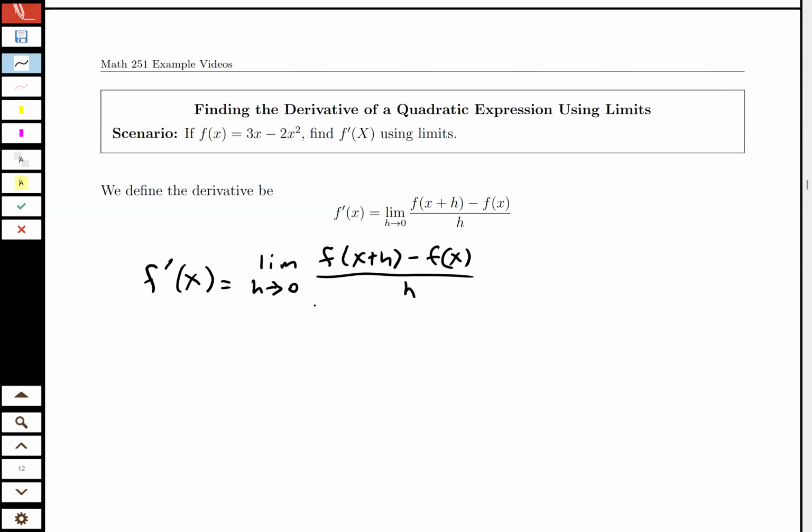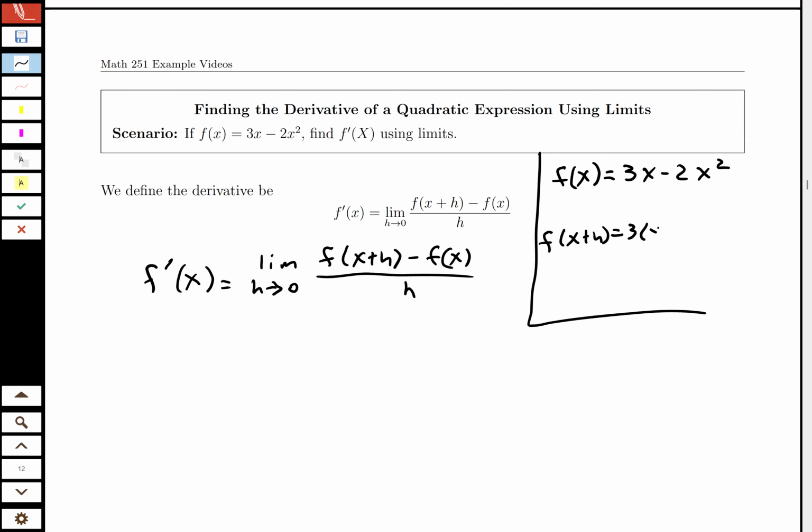Now, in order to do this, I need to know what f of x is for my function, but that's just our function. It's already labeled as f of x, and f of x plus h. And f of x plus h means plug x plus h in for your input, everywhere where you used to have an x. So if I wanted to rewrite this, I'm going to have the limit as h goes to 0 of f of x plus h.